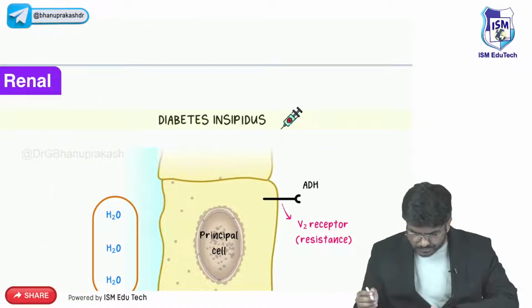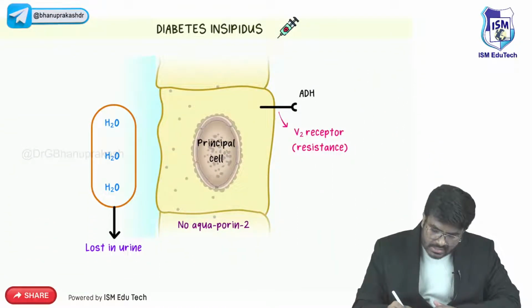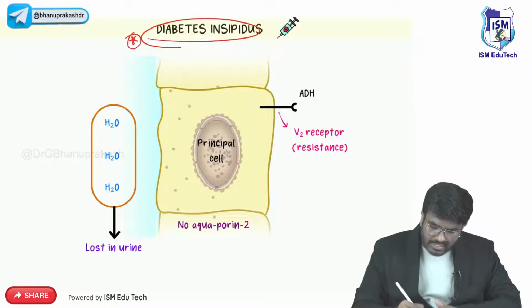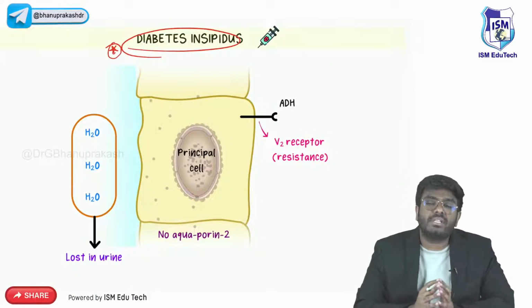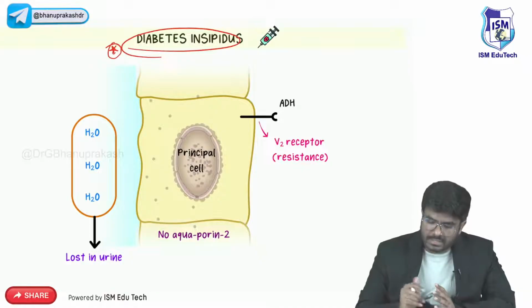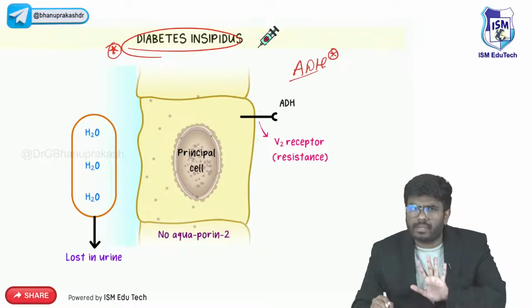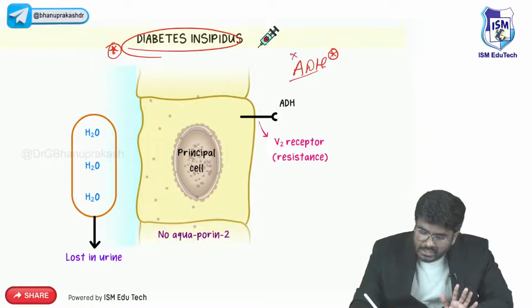Okay, done, sir. So the last thing which I want you to know, the last disease which I want you to know, is diabetes insipidus. What is diabetes insipidus? No ADH. I am telling you in a simple way. Antidiuretic hormone is not there.